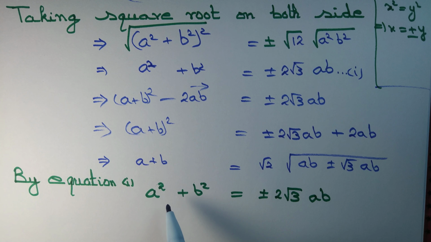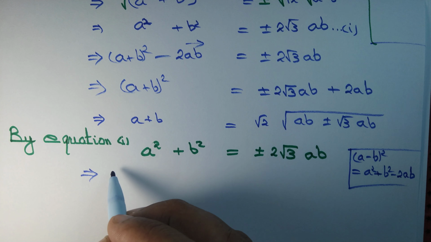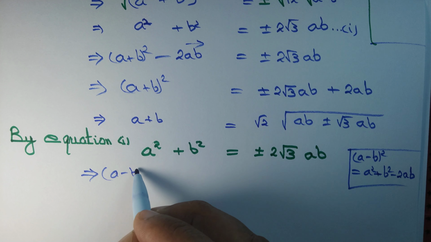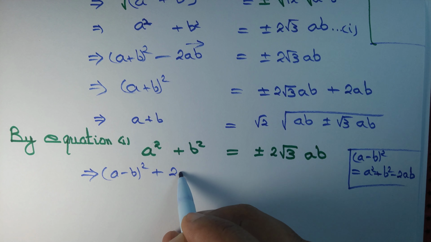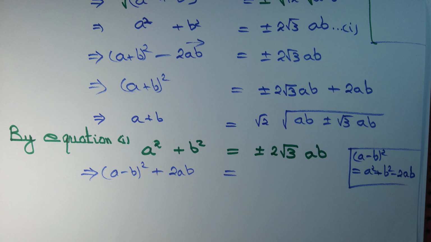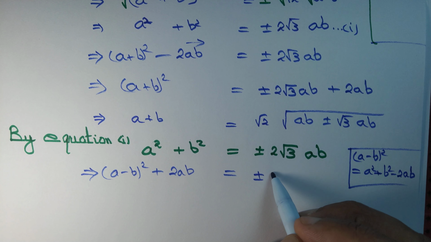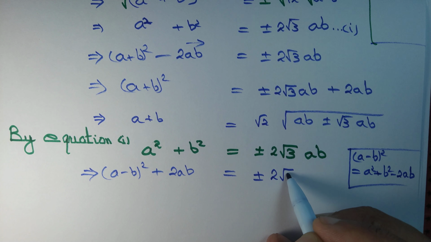The answer is yes. We simply know that (a minus b) whole thing square equal to a square plus b square minus 2ab. So a square plus b square can be written as (a minus b) whole thing square plus 2ab. So a square plus b square is (a minus b) whole thing square plus 2ab. Alright, that's equal to plus minus 2 root 3 times ab.